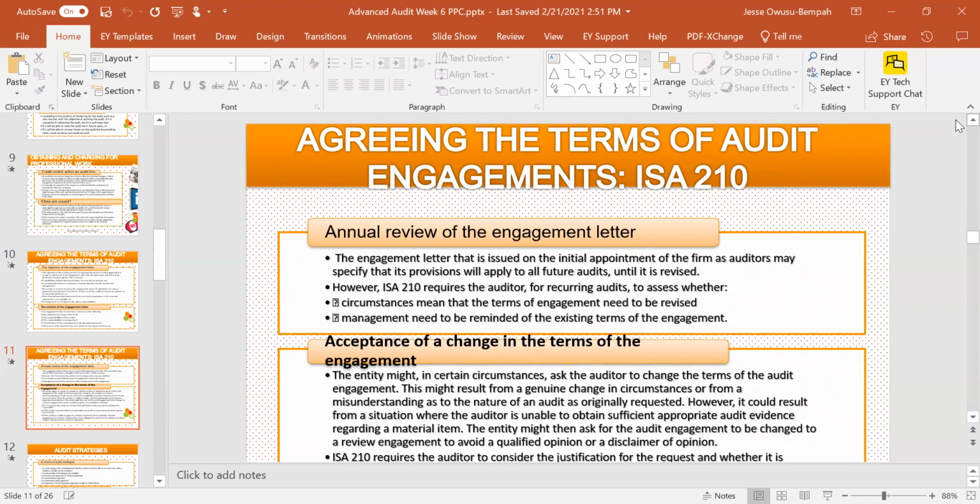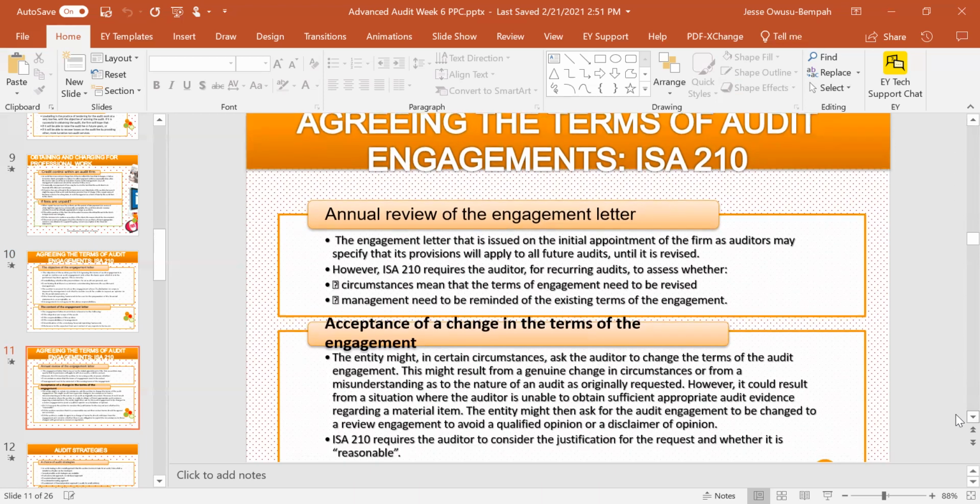However, ISA 210, which focuses on audit engagements, requires the auditor to assess whether there are circumstances that make it necessary that the audit engagement be revised. So maybe new things come up, and we need to understand whether these new things affect the audit engagement letter in any way. It's very crucial. It's very, very important.